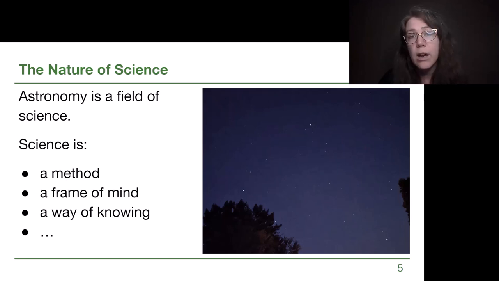And then another way of defining what science is, is a way of knowing. And one of the really important things that I want to make sure that we understand right here at the beginning of the semester is that science is just one way of knowing. There are a lot of really important ways of perceiving the world and thinking about the world, and science is a tool that you can add to your toolkit, and it doesn't have to be the only accepted valid way of interacting with the world and thinking about it.